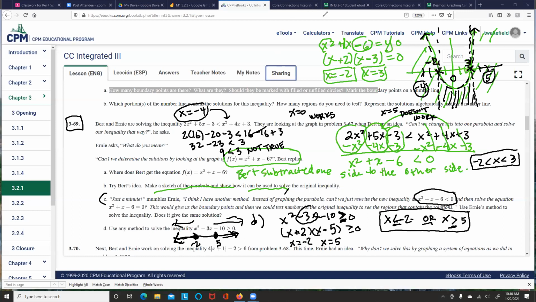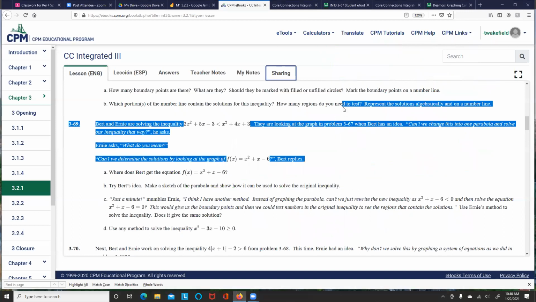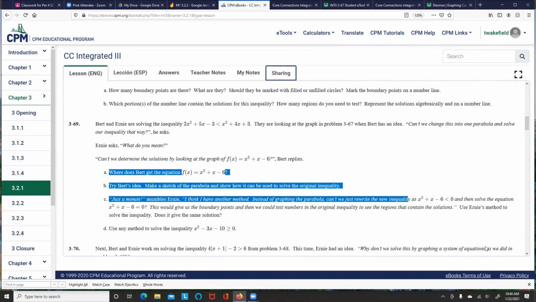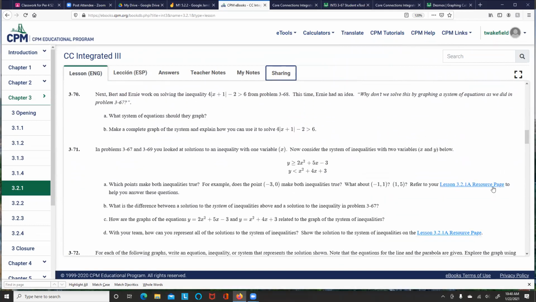Number 70. Told you this lesson's a bear, guys. It's not easy. All right, gotta scroll up. Scroll up, okay, or scroll down. There we go.